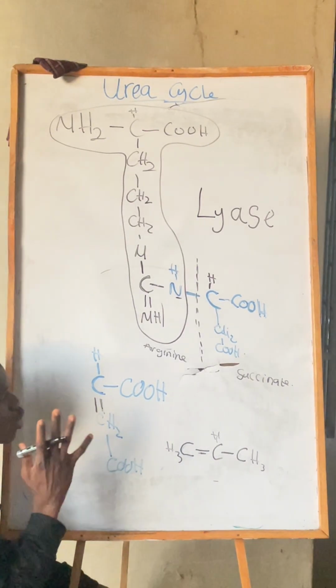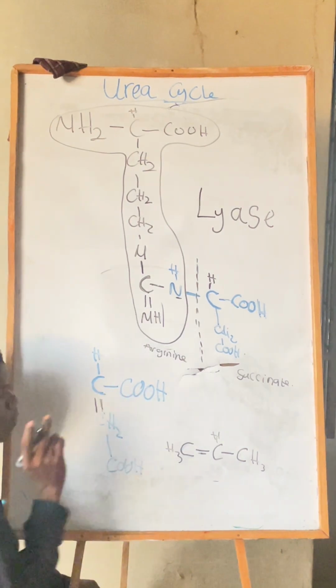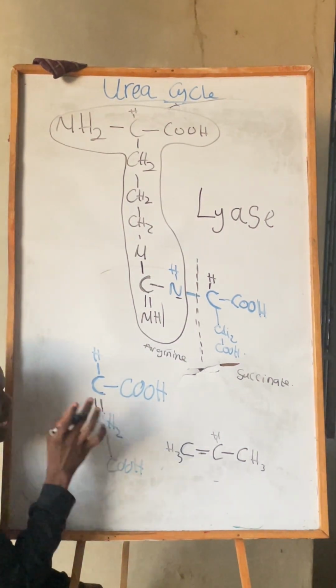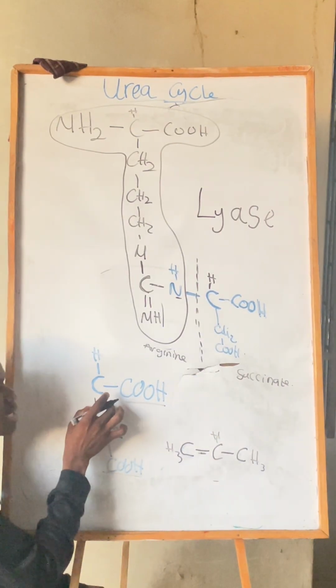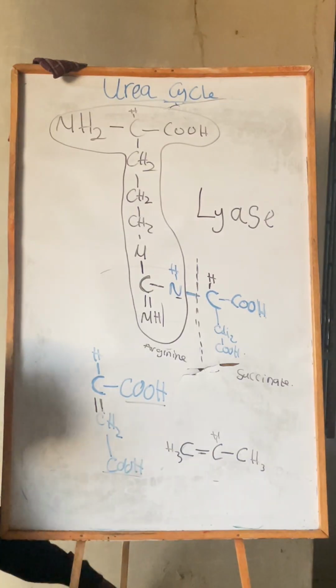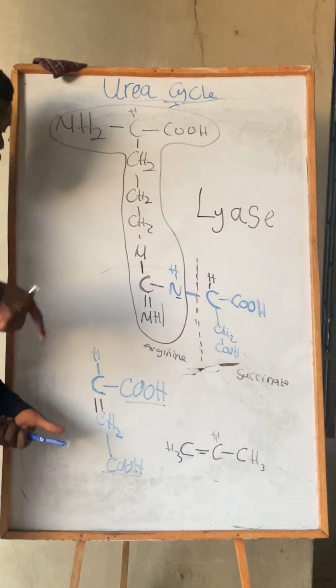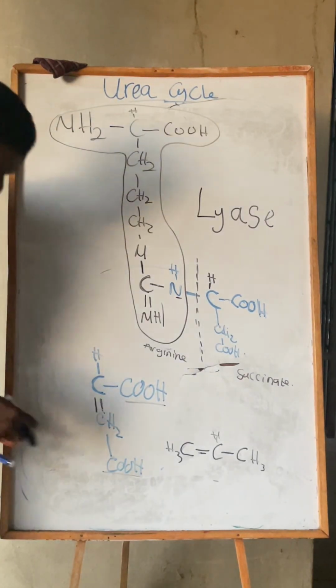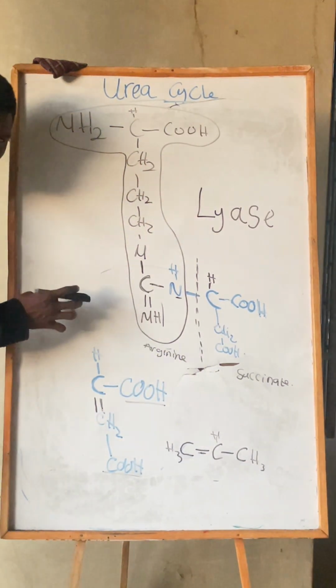and a 4 carbon compound, that is 1, 2, 3, 4, that has 2 carboxylic acid, this and this, with a double bond, is known as fumarate. Don't forget to say this at the beginning of the video. It is known as fumarate. We can actually straighten this guy by bringing this CH3 COOH at the top. Okay, you will see the fumarate.